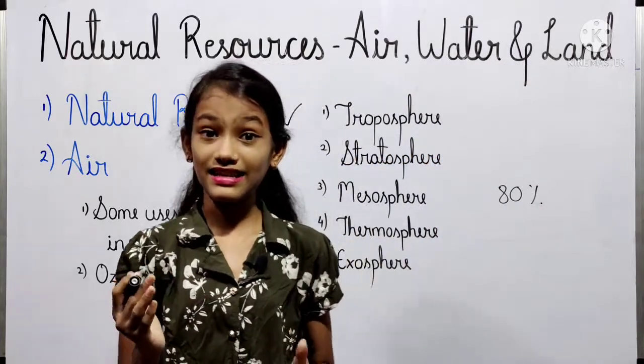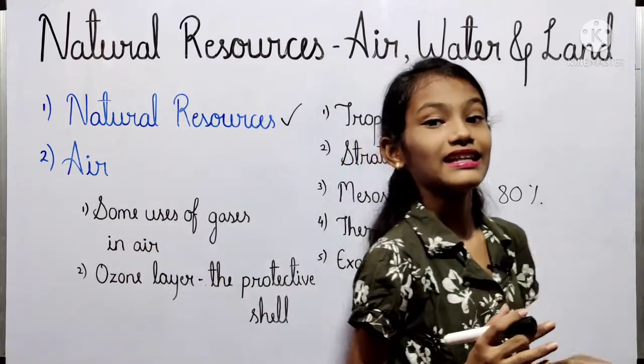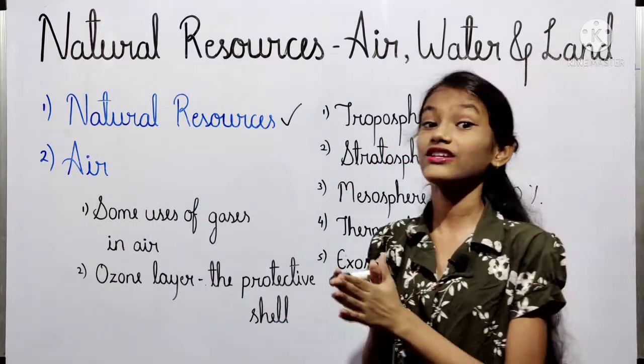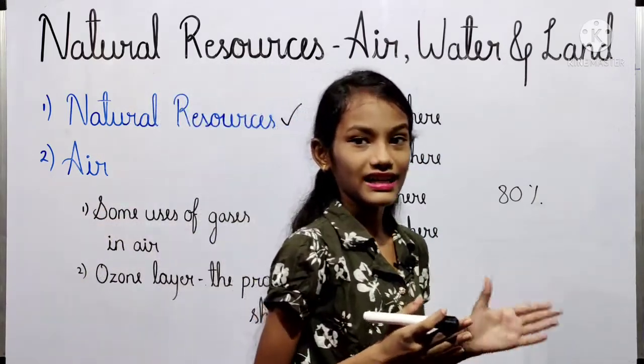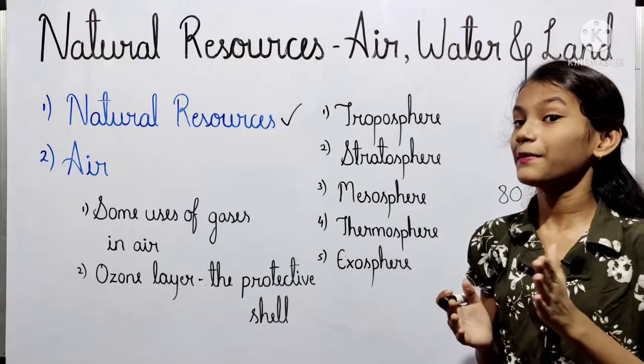And the amount of the gases in the air is the greatest near the surface of the land, while it goes on decreasing at the higher altitudes. As a result, the air at the higher altitudes becomes rarer.